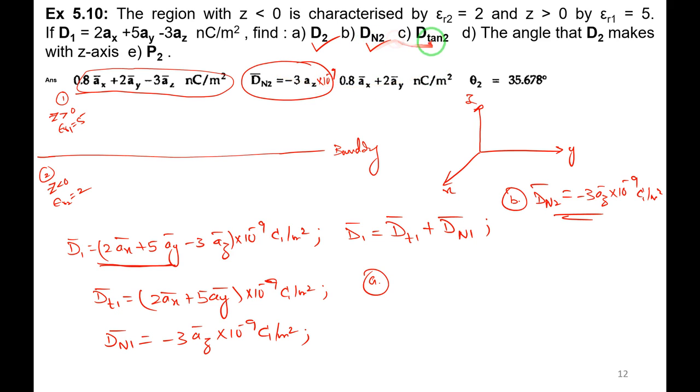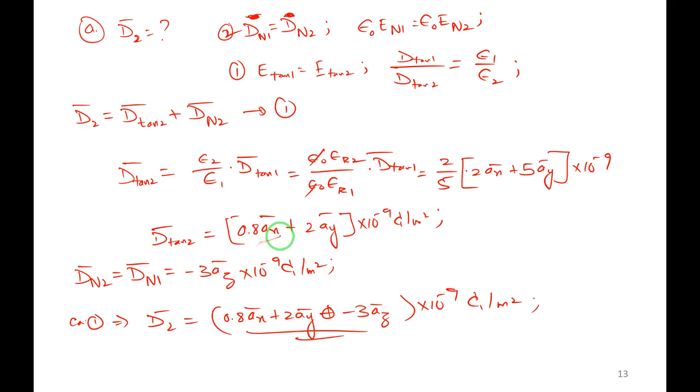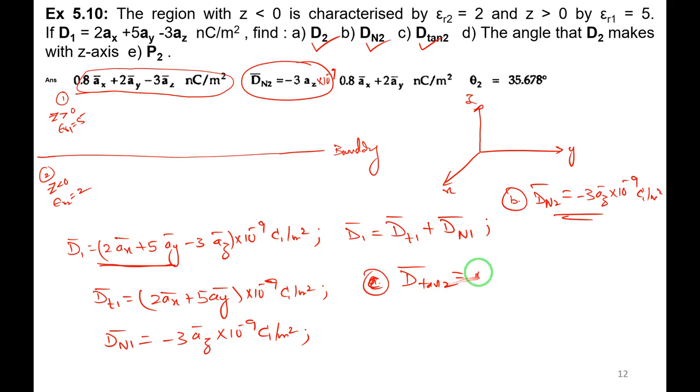Next, this is over. Next, this is also over. So C, let me write this as C. D tan 2. For formality, we will write, that's all. So D tan 2 we have calculated here, right? This is D tan 2: 0.8 ax plus 2ay into 10 power minus 9 coulomb per meter square. So here it is, right?